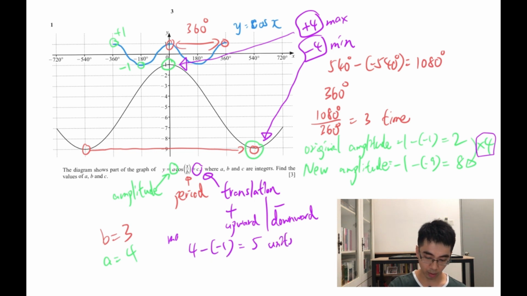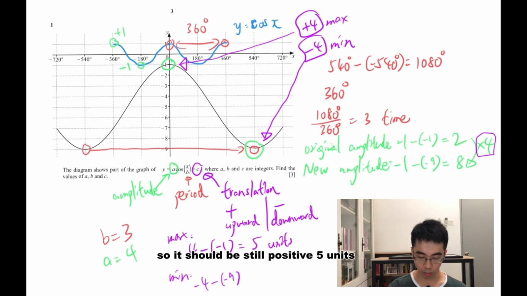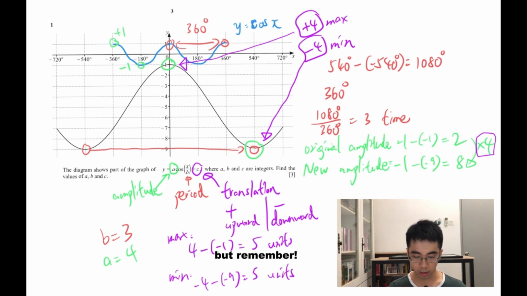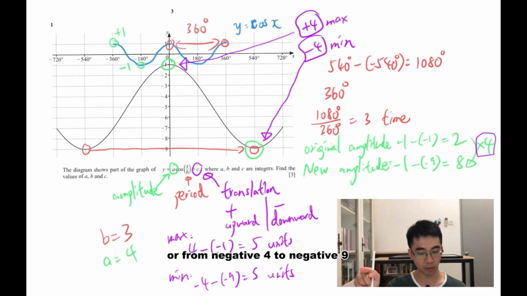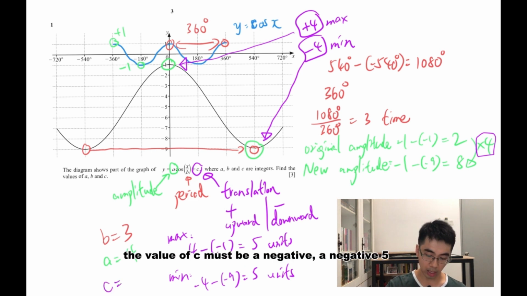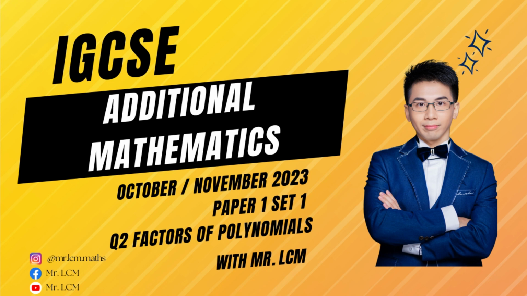Or if we compare the maximum, or the minimum, we can also get the same answer, which is like the original is negative 4 minus the new minimum value of y, negative 9. So it should still be positive 5 units. But remember, here it's going downward from positive 4 to negative 1, or from negative 4 to negative 9. So it's going downward, so the value of c must be negative 5. So here are the answers for question number 1.